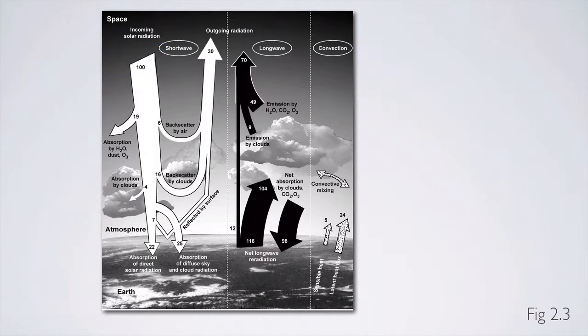So this is diagram 2.3, which is very complicated. There's a lot of arrows here going in a lot of different ways. We're going to focus in on the shortwave incoming radiation first.